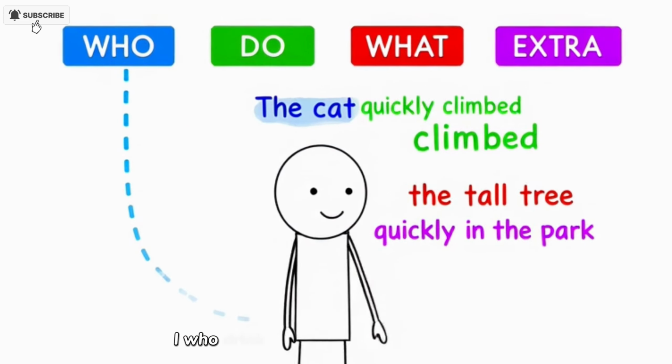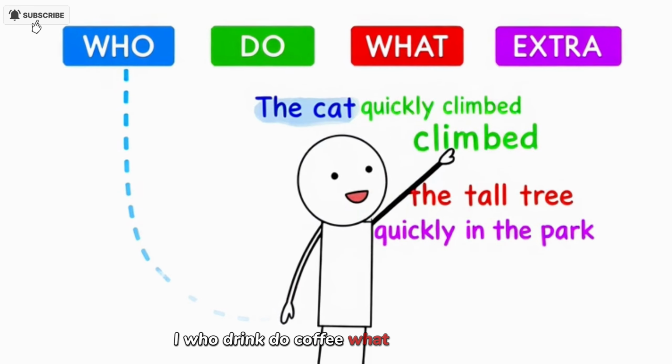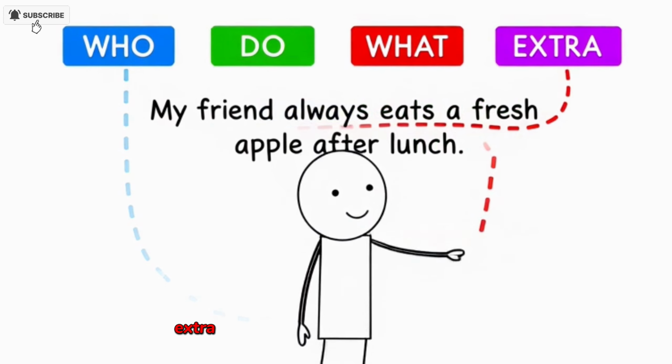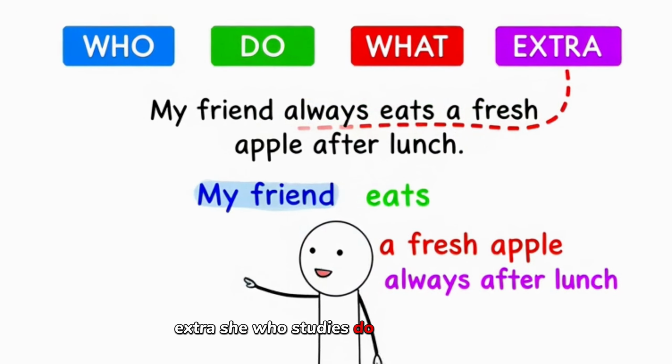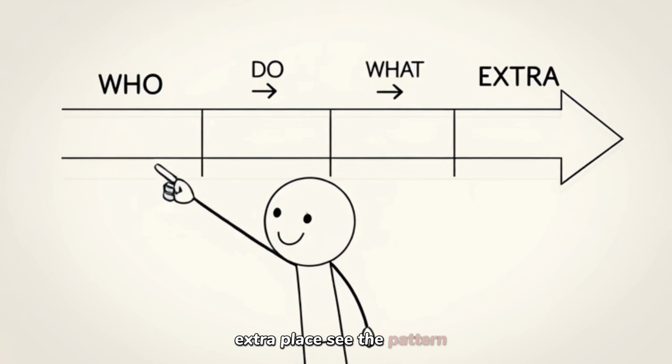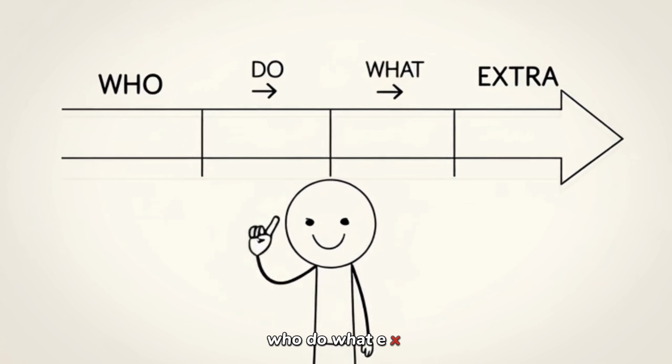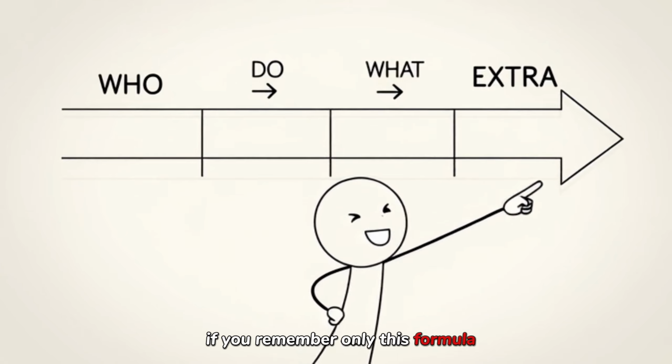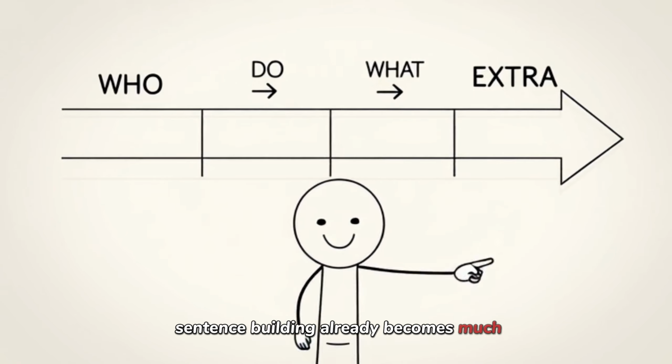Now look at some sentences. I. Who. Drink. Do. Coffee. What? Every morning. Extra. She. Who. Studies. Do. English. What? At night. Extra. My father. Who. Works. Do. In a bank. Extra. Place. See the pattern? Who, do, what, extra. If you remember only this formula, sentence building already becomes much easier.